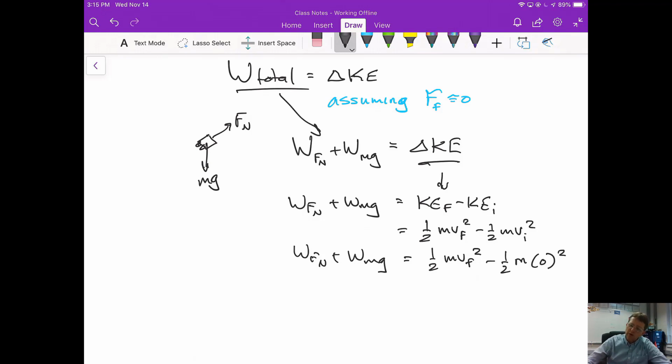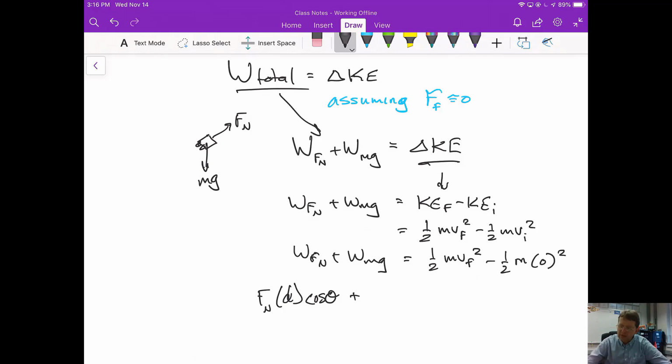So now we want to evaluate what we can evaluate. Let's evaluate the left-hand side. On the left-hand side, the work done by the normal force is going to be the magnitude of the normal force times the displacement that the roller coaster undergoes while it's being acted on by the normal force, times the cosine of the angle between them, plus the work done by gravity.